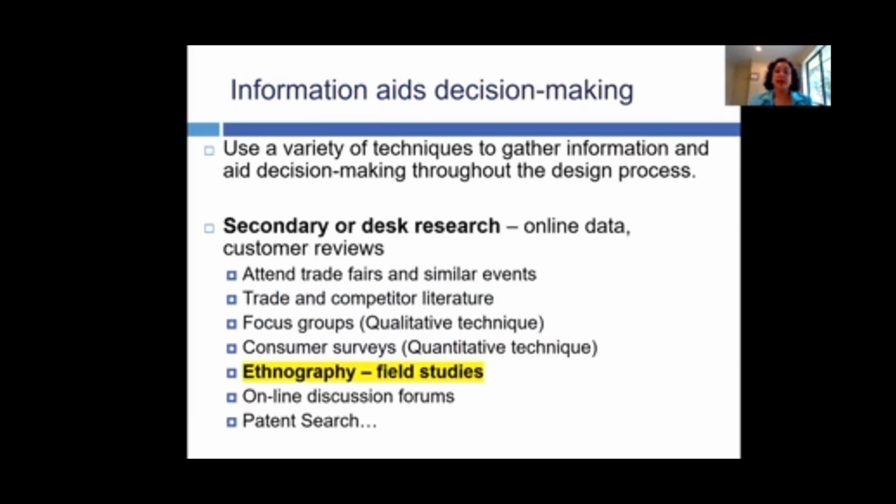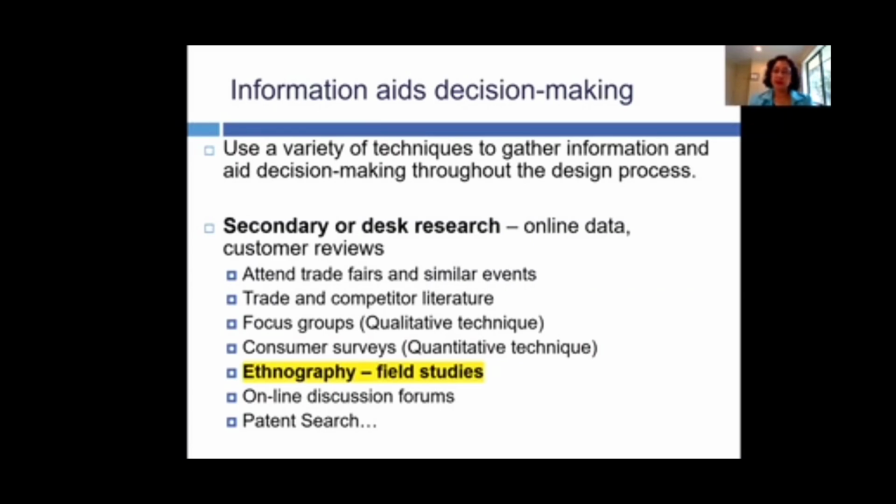So these are some other techniques that are used in other processes and in innovation generally. I mean, anytime you're trying to solve a problem, you're probably improving or innovating as well. Generally, people start off with secondary or desk research, which is looking at online data, looking at customer reviews, and finding out what issues people have with products or services. You can attend trade fairs or conferences, look through trade literature and competitor literature.